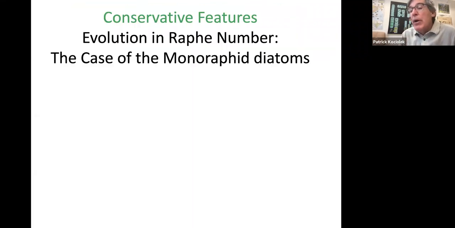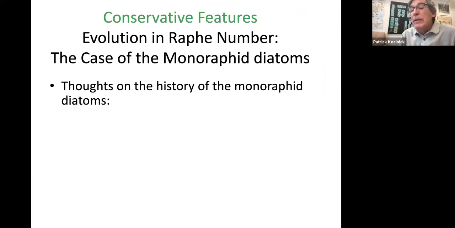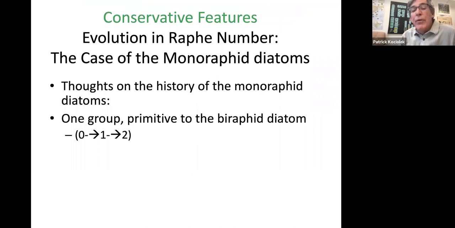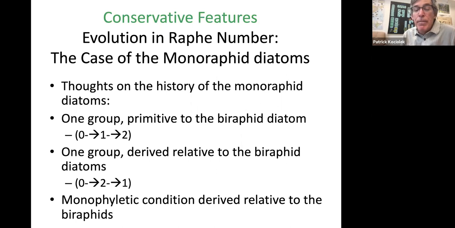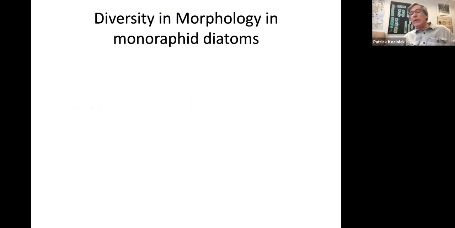So in terms of monoraphid diatoms, there's been a lot of interesting thought and papers written about its evolution. Some people have thought that monoraphid diatoms are primitive to biraphid diatoms. We went from no raphe to one raphe to two raphes. Others have thought that the monoraphid condition is derived, and we went from a lack of a raphe to a biraphid condition to a more derived monoraphid condition. And there's been a number of approaches to establish that the monoraphid condition is derived, including these phylogenies that I'll show you, but not exclusively.